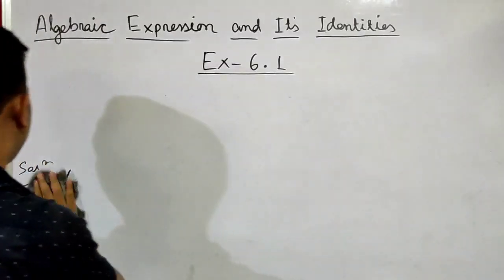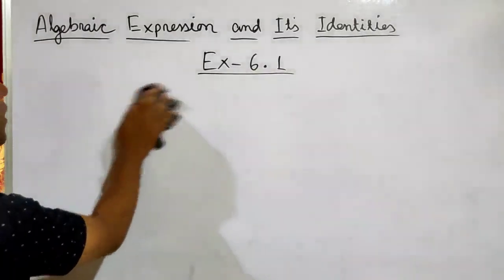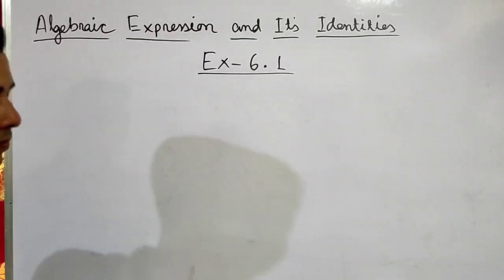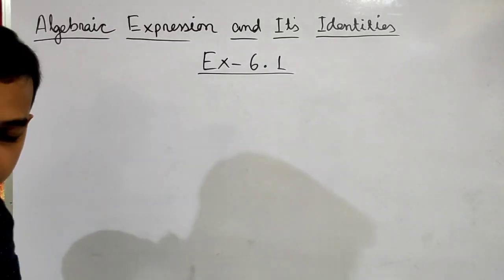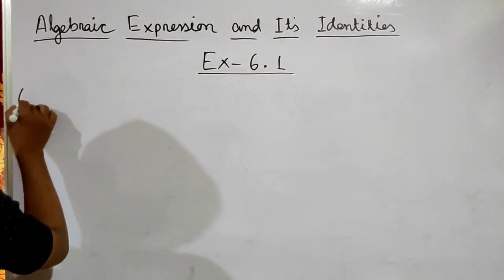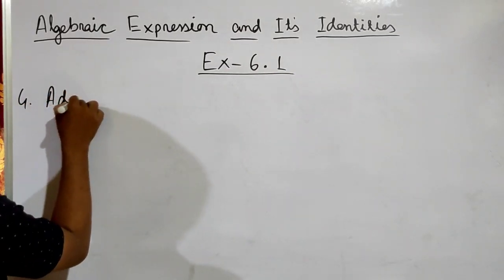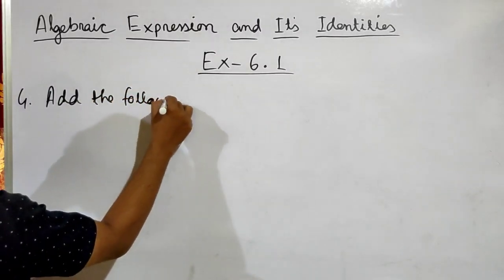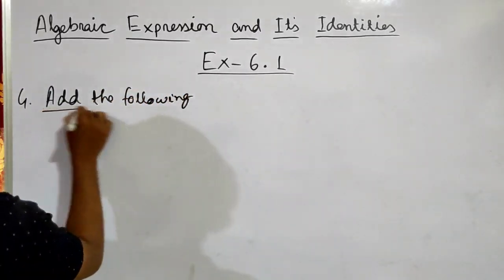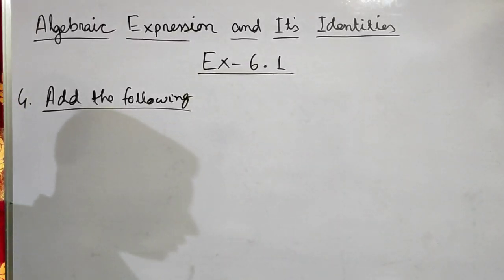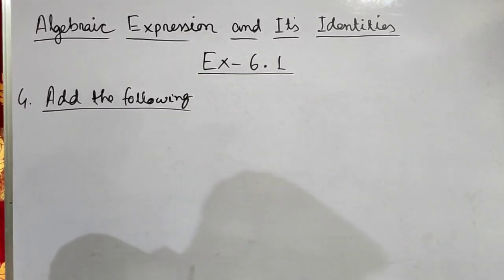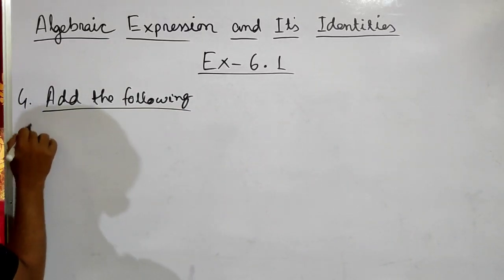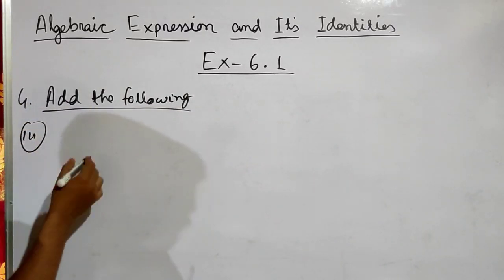Okay, so here, add the following. Question number 4, add the following. Clear? Add the following. Number 1 is 3x²y² minus 4xy, basically it is number 3, but I am telling it number 1, no problem.